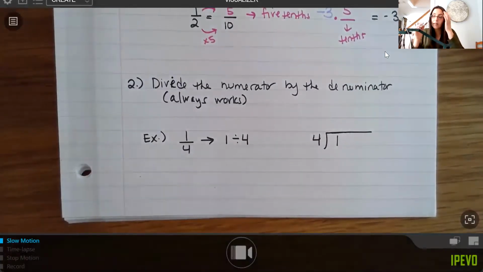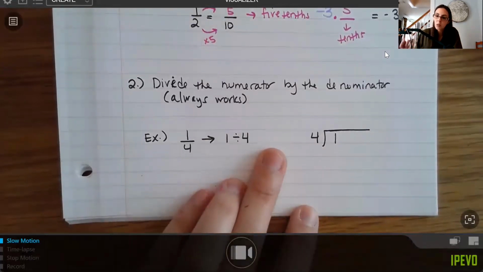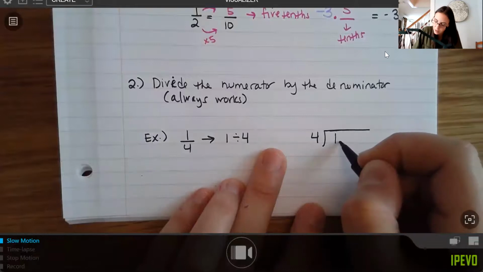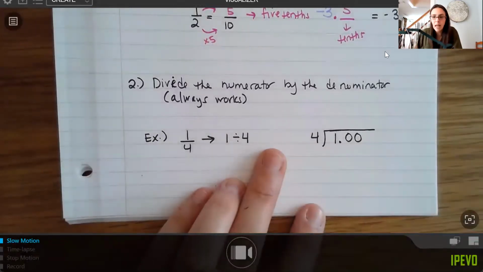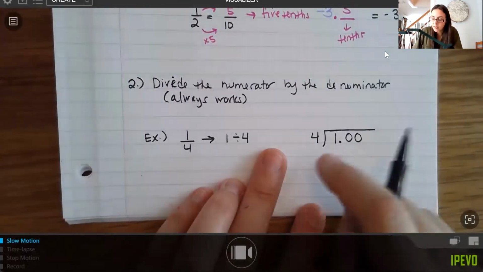Now, what's going to go on in this case here is I can't actually do 4 into 1. It doesn't make sense, right? So what we do is we add a decimal point, and we can always attach our zeros. And you can attach however many you need. I'm just going to put 2 on there to start. And now I start dividing.